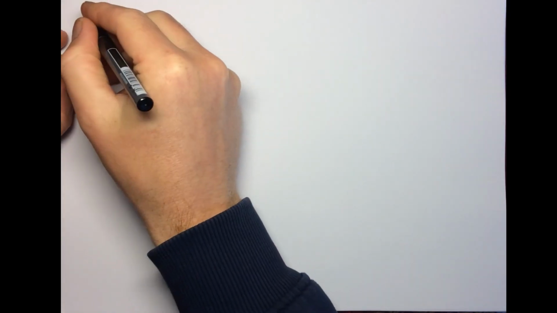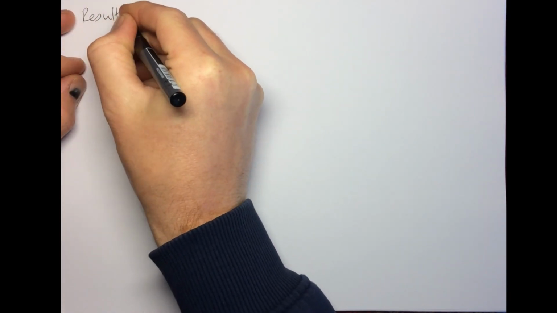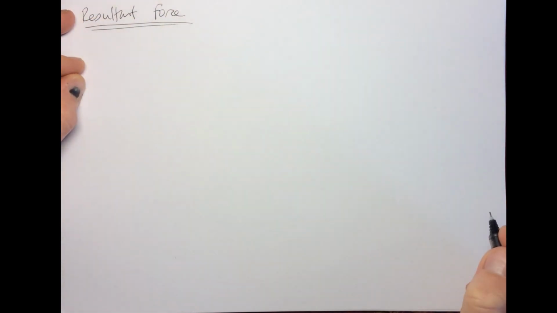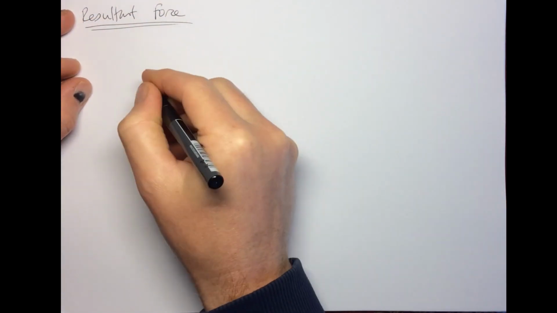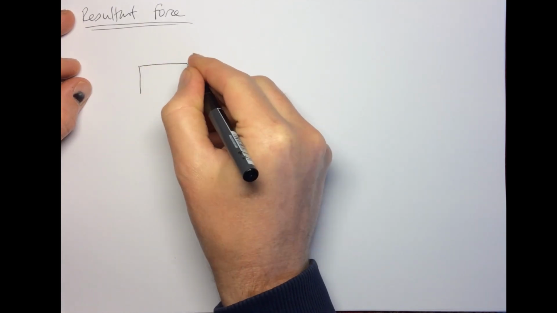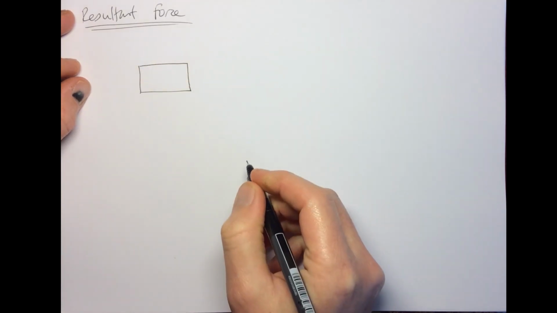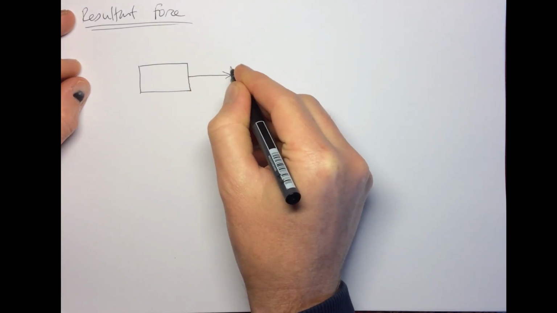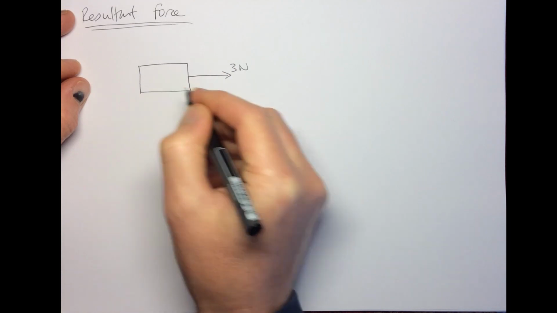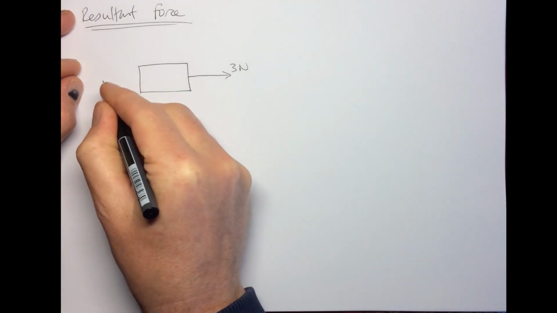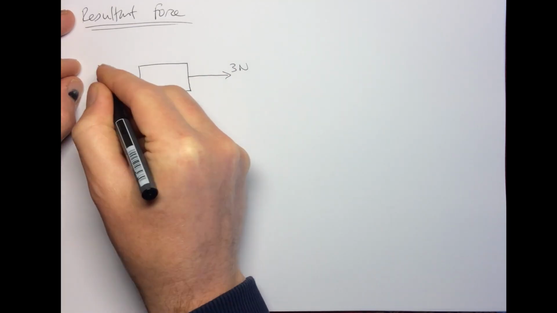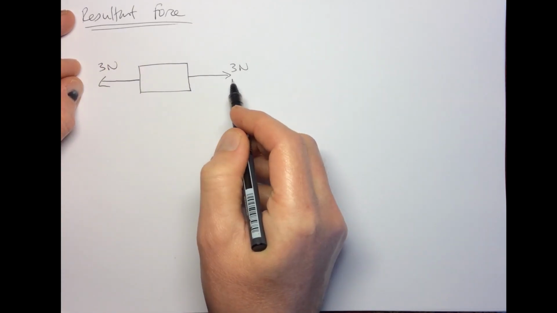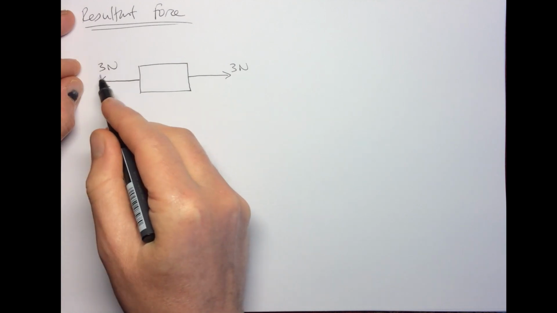Okay, so we're now going to talk about the idea of resultant force. This is a key idea for Newton's laws. Let's say that we've just got, I can't draw very well, so I'll just draw a box. This box here has a force of, let's say, 3 newtons acting that way, and it has a force of 3 newtons acting this way. So the force to the right is 3 newtons and the force to the left is 3 newtons.